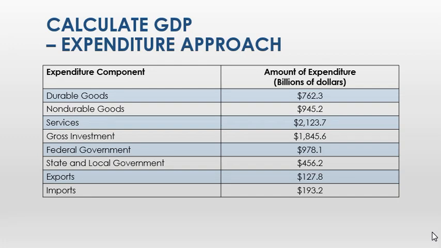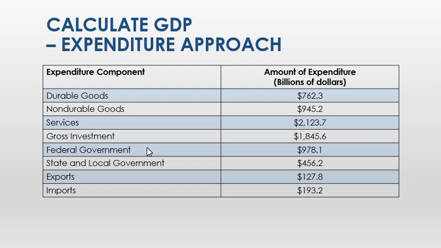Let's see how we would calculate GDP if we had this sort of table using the expenditure approach. So we have lots of different expenditure components here in this column, and then we have the dollar value in this column. So the first thing we'd want to do is figure out which portion of GDP each of these items would be part of. So remember, we have C plus I plus G plus X minus M.